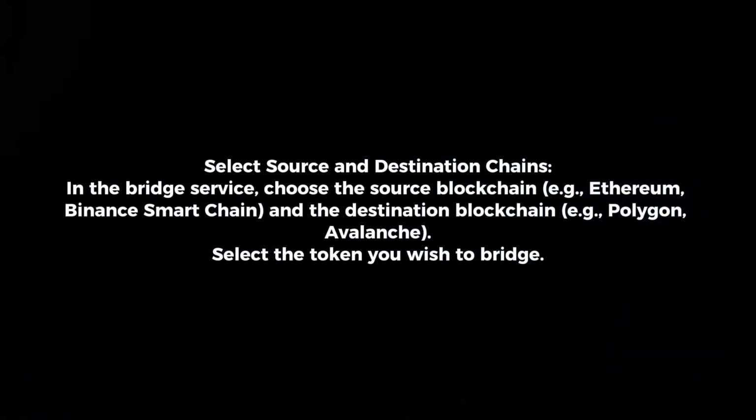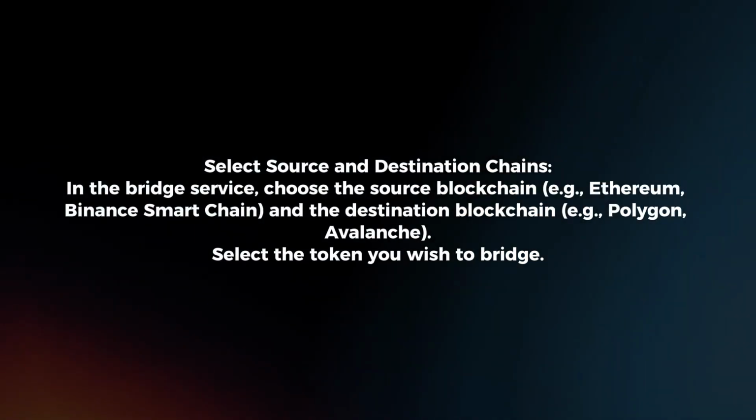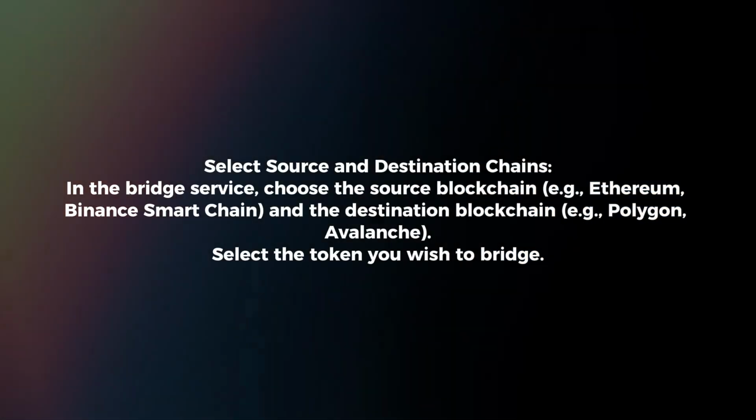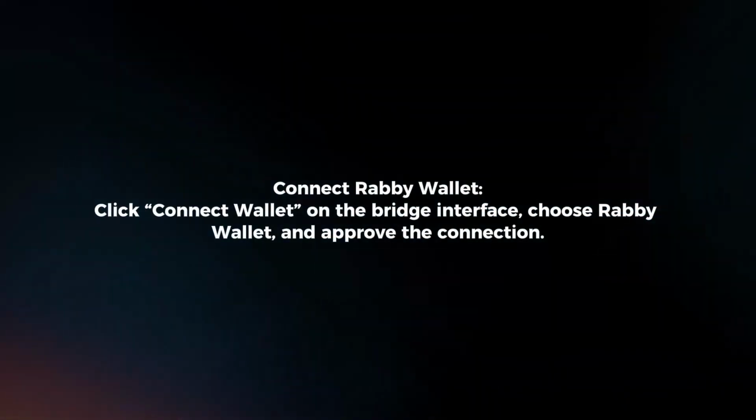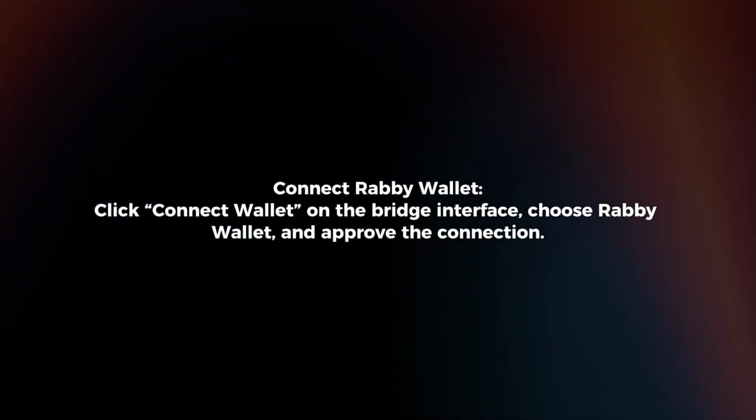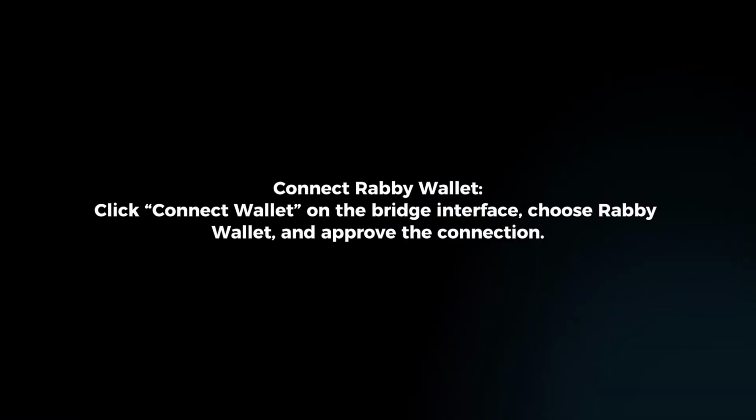Select source and destination chains. In the bridge service, choose the source blockchain and the destination blockchain. Select the token you wish to bridge. Connect Rabby Wallet. Click Connect Wallet on the bridge interface, choose Rabby Wallet and approve the connection.